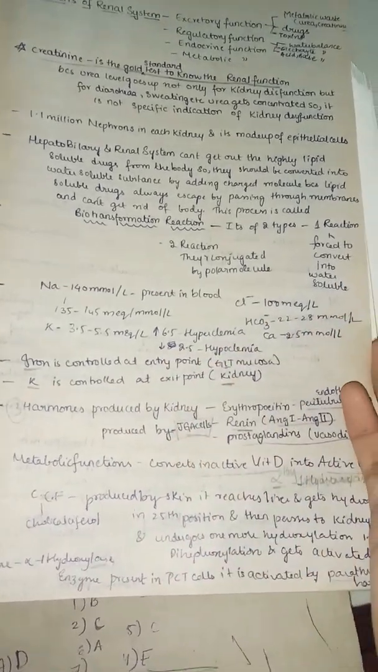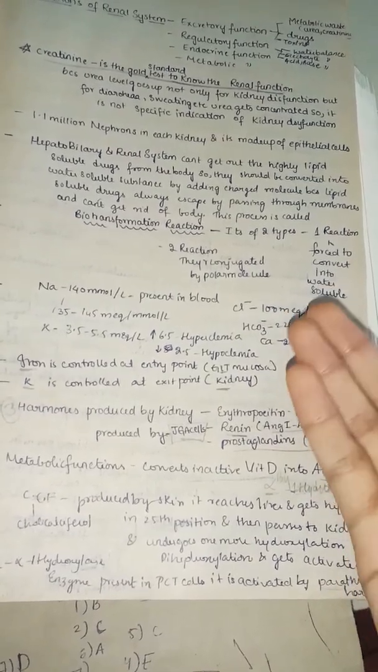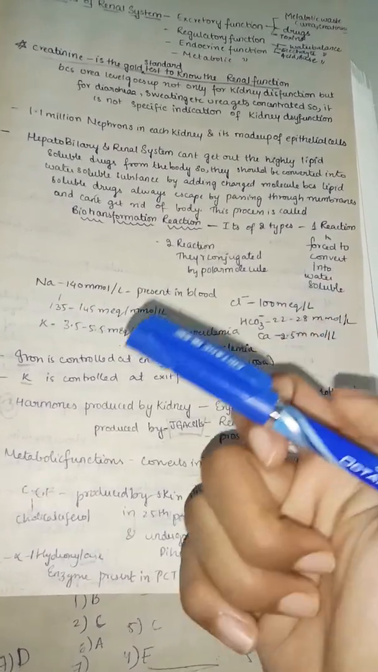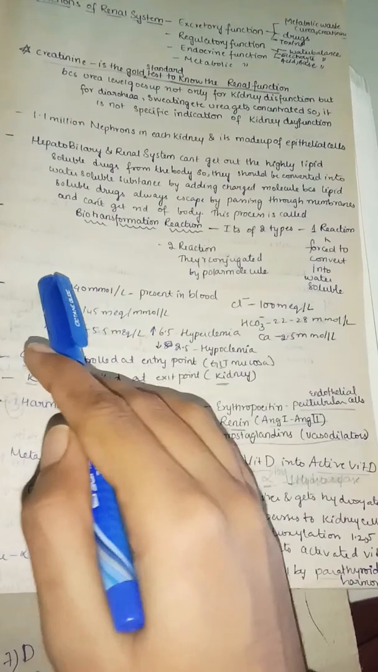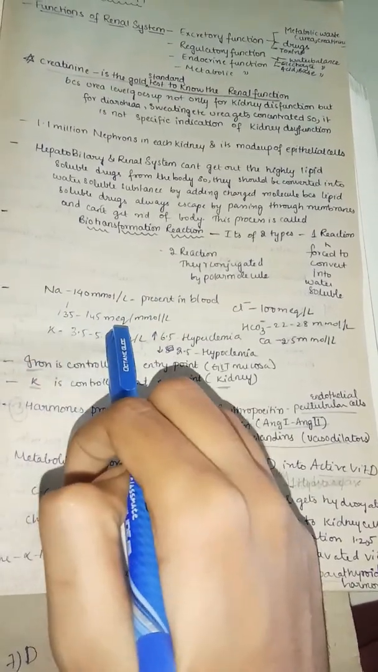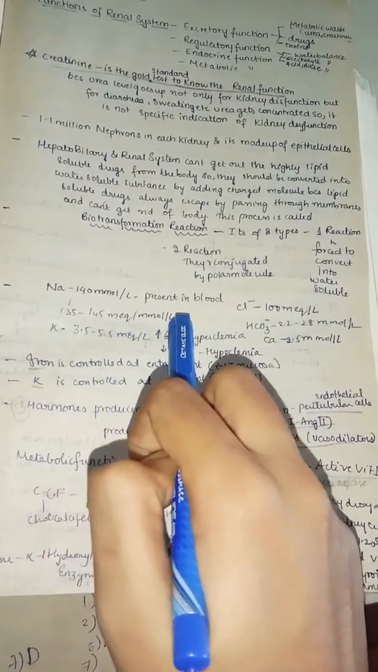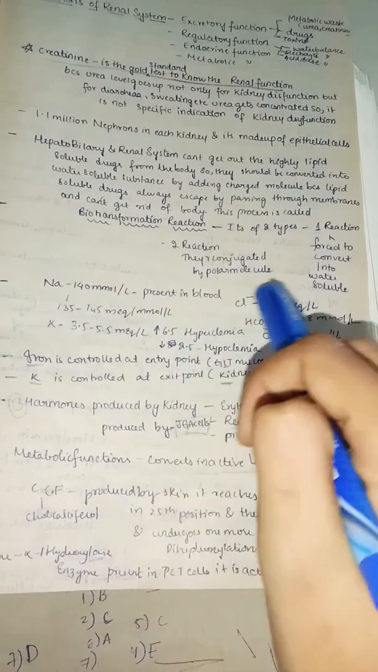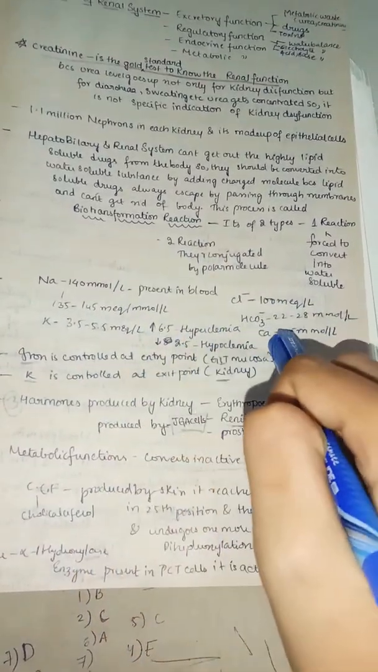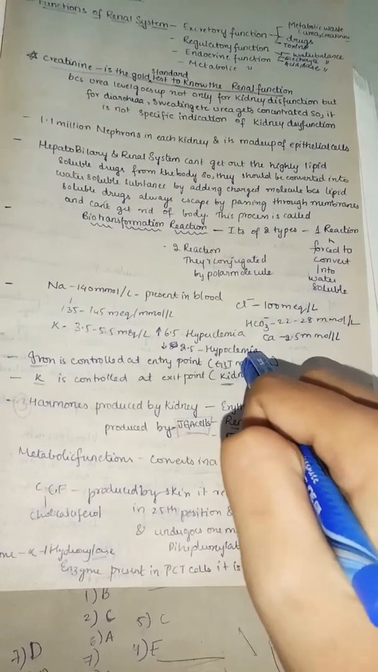The bicarbonate level in the body should be 22 to 28 millimoles per liter, the calcium level should be 2.5 millimoles per liter, and the chloride level should be 100 milliequivalents per liter. These values are very important to remember. Sodium, the range is 135 to 145, and potassium is 3.5 to 5.5. Greater than 6.5 leads to hyperkalemia, less than 2.5 leads to hypokalemia, and chloride level is 100, bicarbonate is 22 to 28, and calcium is 2.5 millimoles per liter.